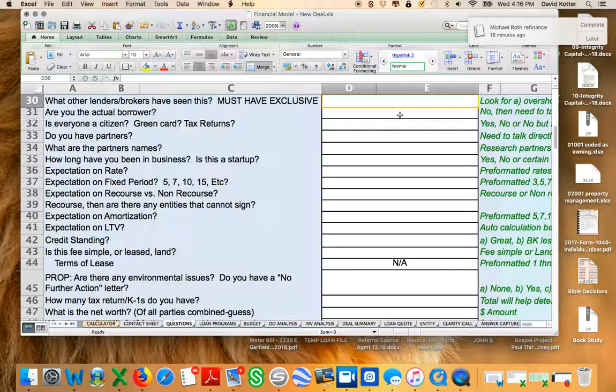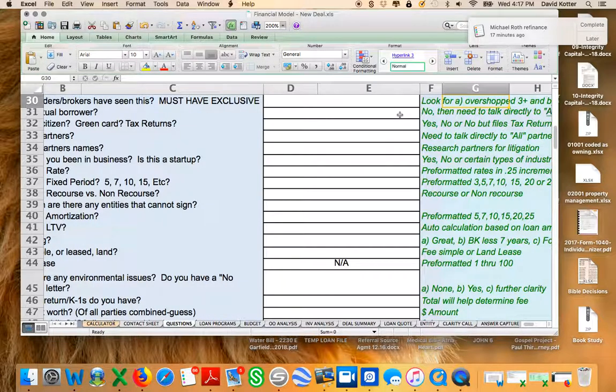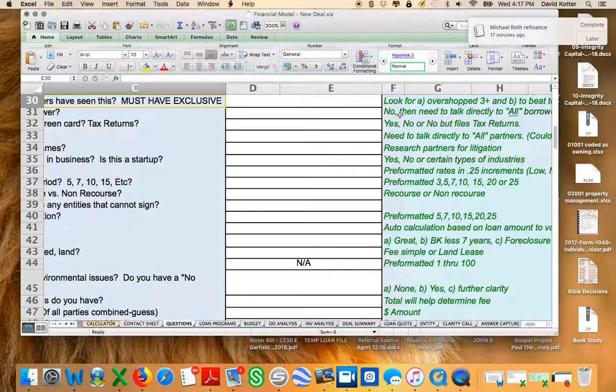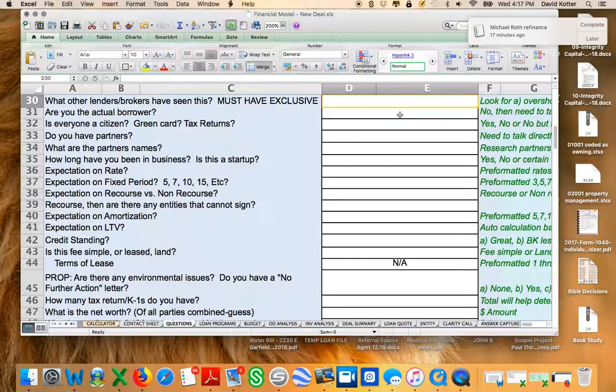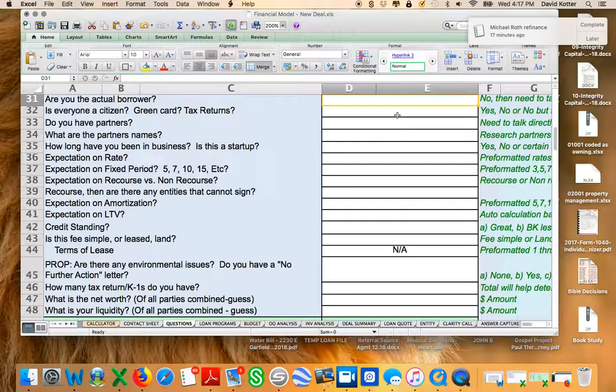And so you're going to log all those in, and if they have, this might be a judgment call to move on from the project or get an exclusive with them to shop the deal to these other lenders. That's something we can discuss at a different time, but make sure you know, because that is a very, very big deal. Are you the actual borrower? Sometimes you're talking to someone who's not, so we need to know.